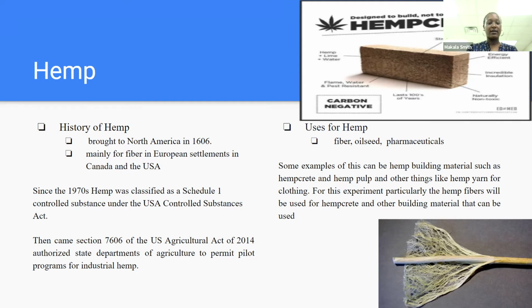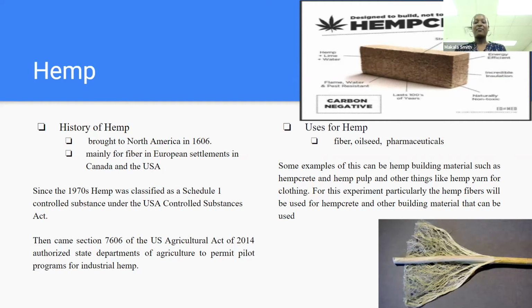2014, with Section 7606 of the U.S. Agriculture Act, you are allowed to work with hemp as long as you get permission from the state for the program that you're doing.